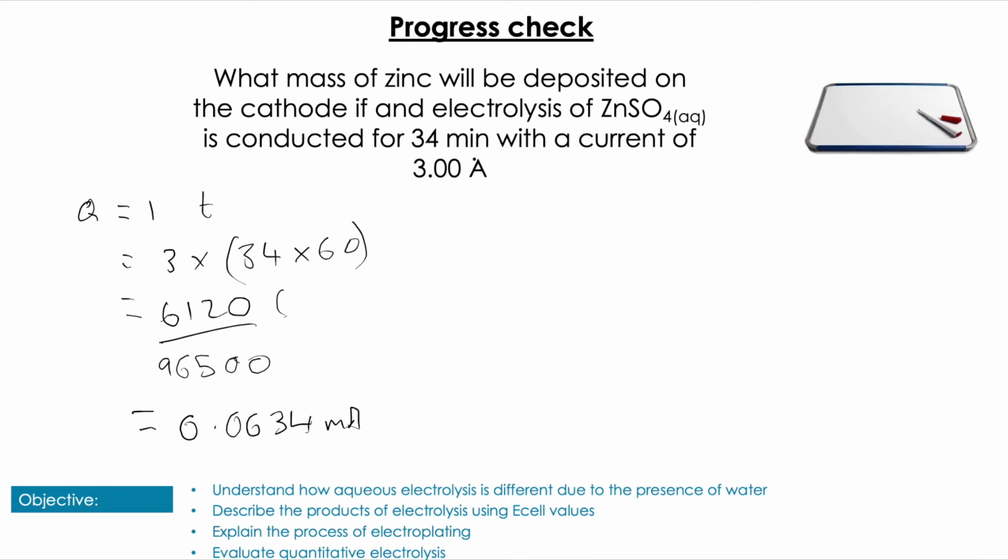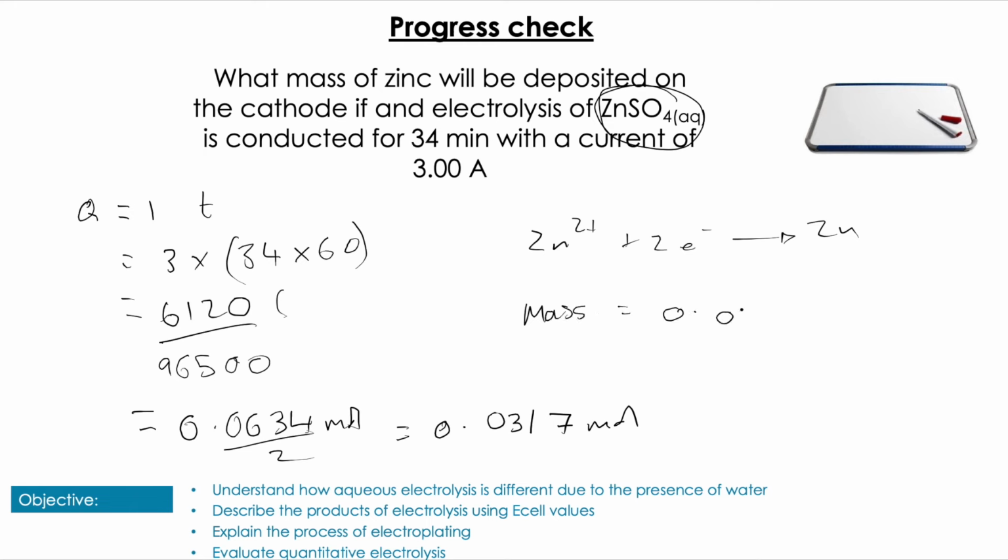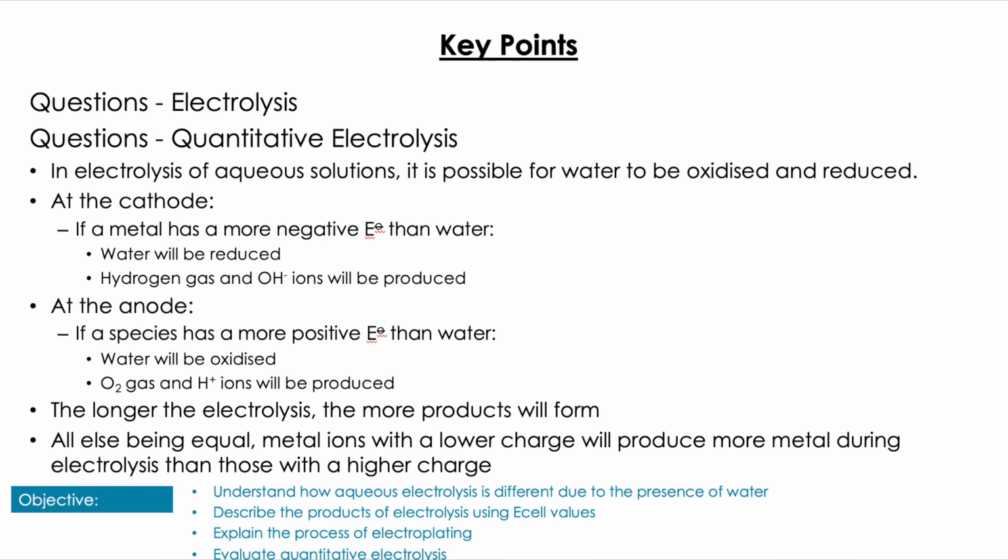0.0634 moles. Then I'm just going to use the half equation for zinc's reduction, and I need 2 electrons for every 1 mole of zinc. So I'm going to do my number of moles over 2, which gives me 0.0317 moles. And then using the molecular mass of zinc, I'm going to find that this should produce 2.072 grams.